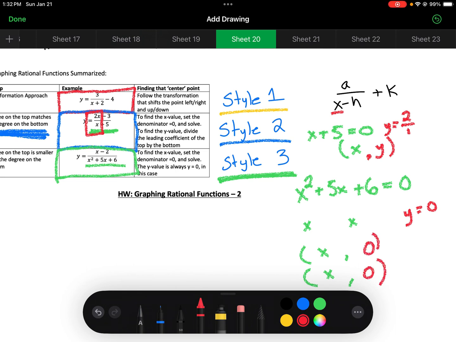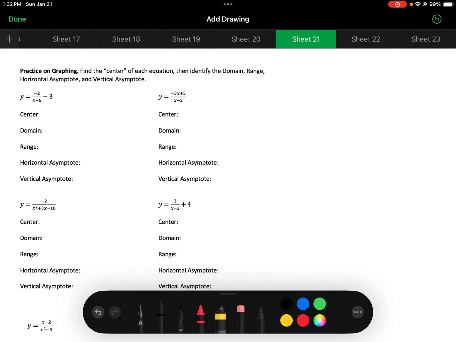So the x value takes a little bit of work because you set the bottom equal to 0 and solve. The y value is always 0. So what I want to do in this video is real quick talk through some problems. If you're looking at your notes packets, there's I believe two or three pages left in them. It is great practice to get ready for this quiz.